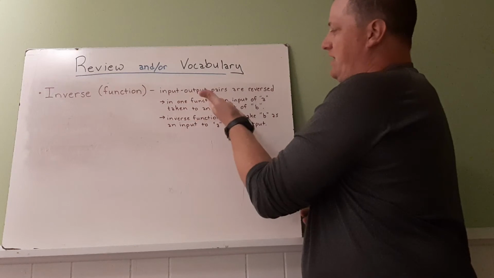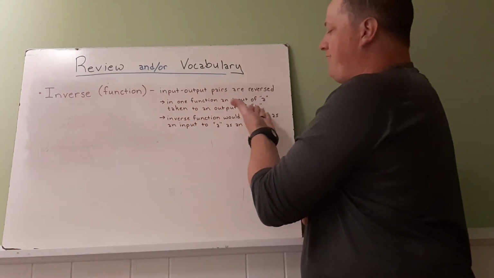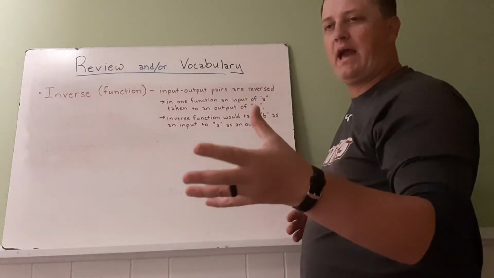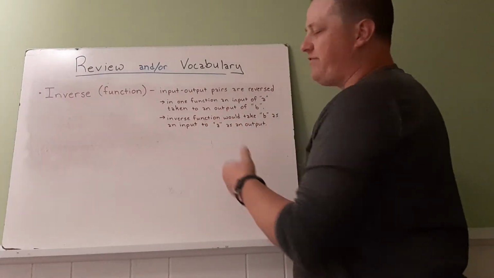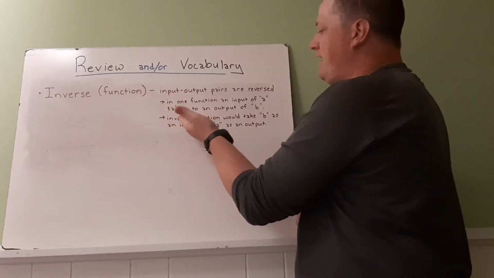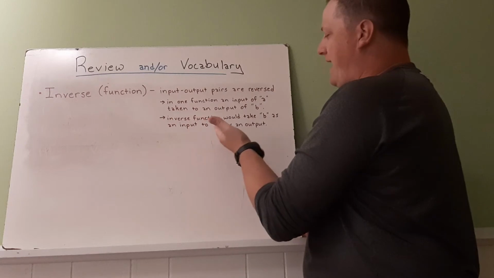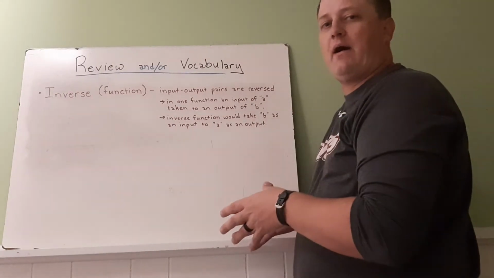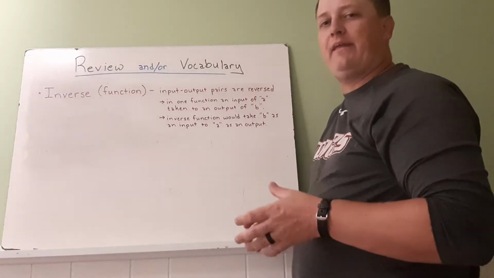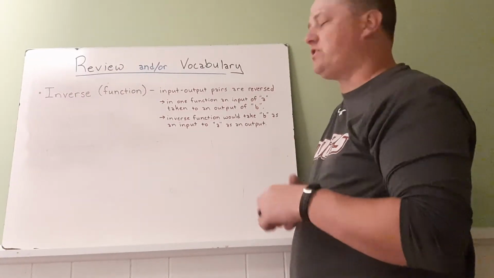In one function, an input of A is taken to an output of B. So we have A as our input, B as our output. But then in the inverse function, that gets reversed. The inverse function would take B as an input to A as an output. So notice the B, which was the output, now becomes the input, and the A, which was the input, becomes the output. They reverse the order of the two.